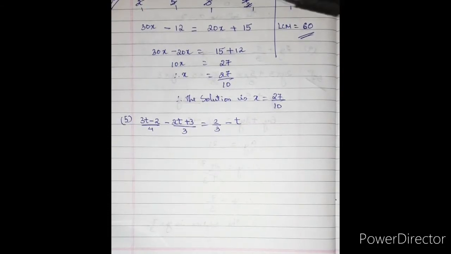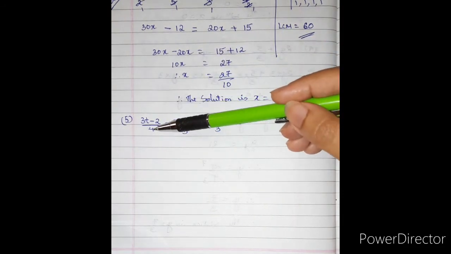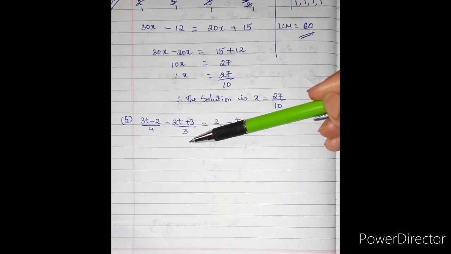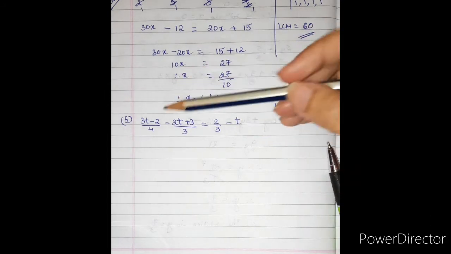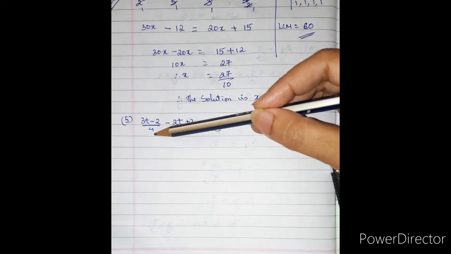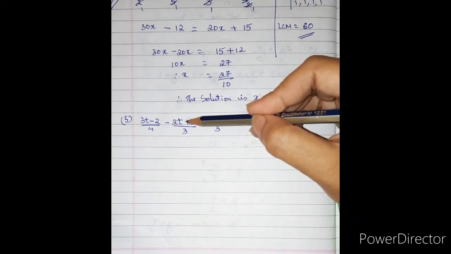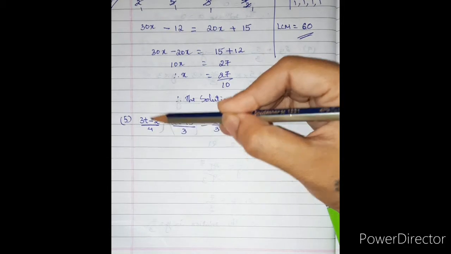The next one, let me read the fifth one for you. I'm doing the first and the fifth one for you. 3t minus 2 upon 4, minus 2t plus 3 upon 3, which is equal to 2 upon 3 minus t. Now look at the problem here. There are 2 terms on top in the numerator, which is upon one denominator. The denominator is shared. Minus 2t plus 3 upon 3. So this whole thing is together.